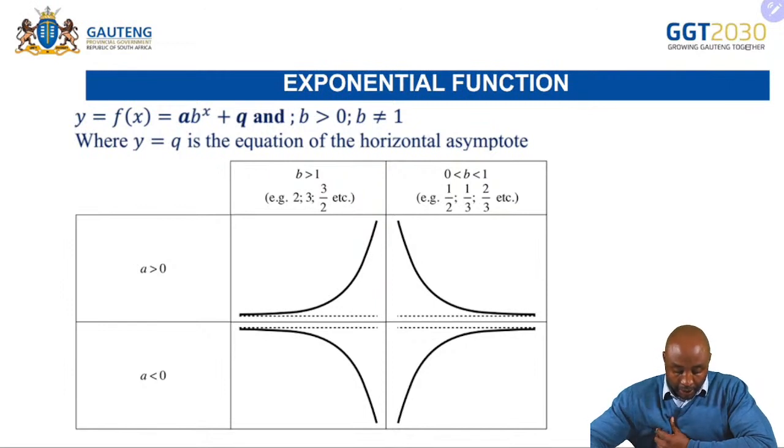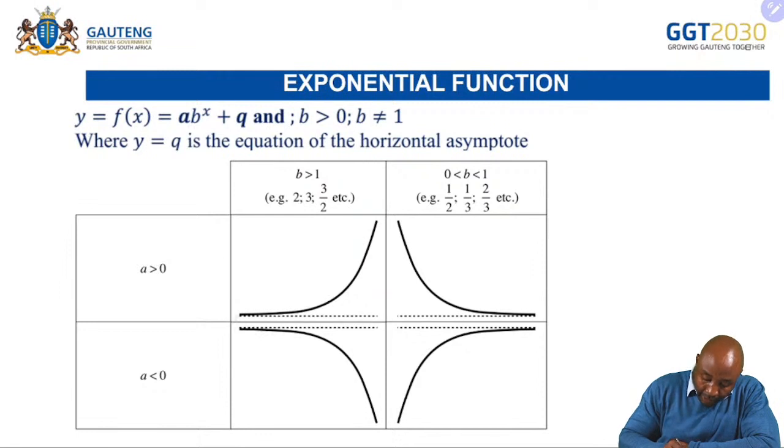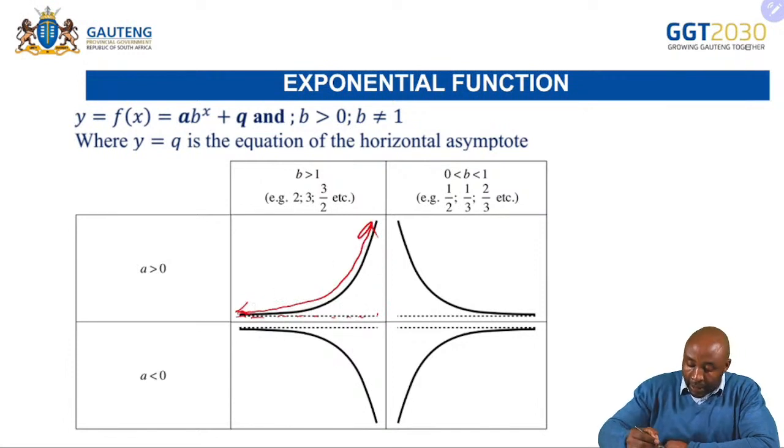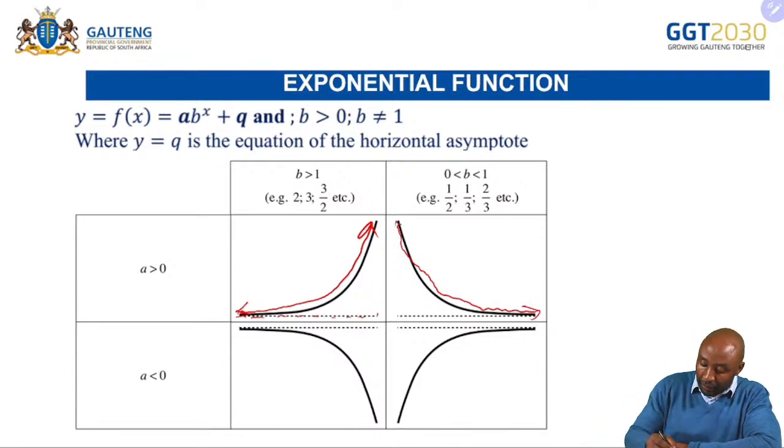The a affects the orientation of the graph. If you check, if our a is greater than 0 and our b is greater than 1, it's an increasing function. As you can see, it has an asymptote there, and our graph will be increasing like that. If our b is a fraction, our graph becomes a decreasing function. As your x values are increasing, your y values are decreasing, but there is always an asymptote there.